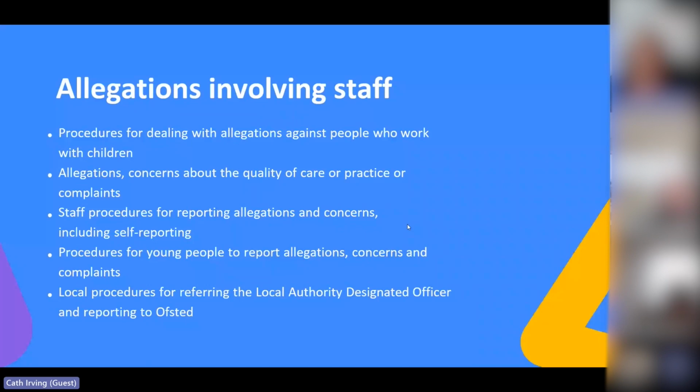Any allegation that's made against a member of staff needs to be notified to Ofsted as well, and that's in line with Regulation 27, which is the notification of serious incidents. So think about who needs to be involved if an allegation is made against a member of staff, including this within your staff training, so they're really clear about their responsibilities.